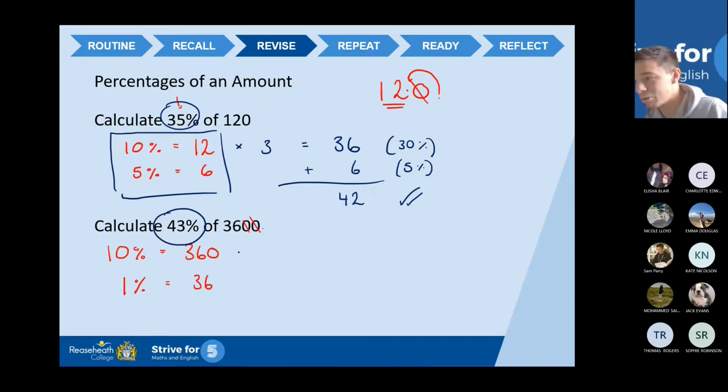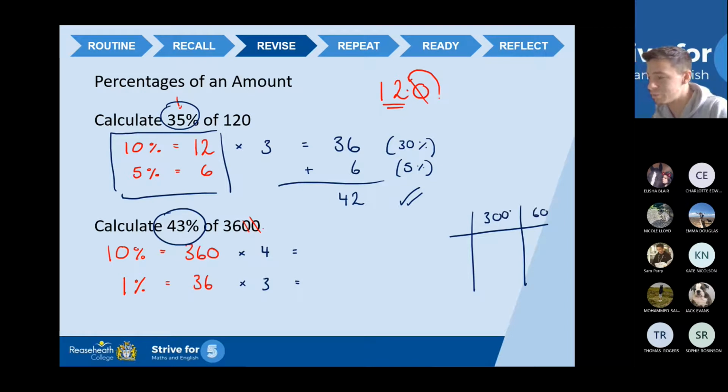So how many 10% blocks do I need? Well, I need 4 of them. How many 1% do I need? Well, to get from 1 up to 3, I need to times it by 3. Now what I'm going to do over in this corner here is do my maths, because this could be on a non-calculator paper.